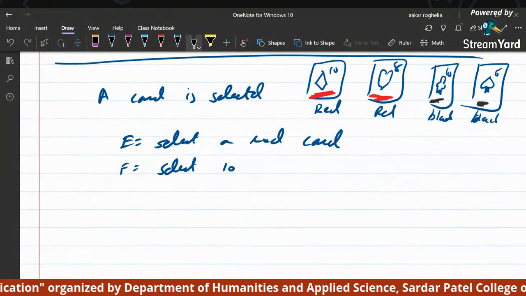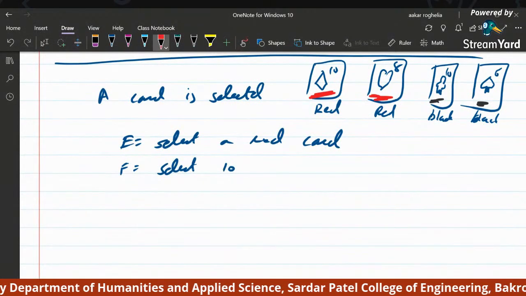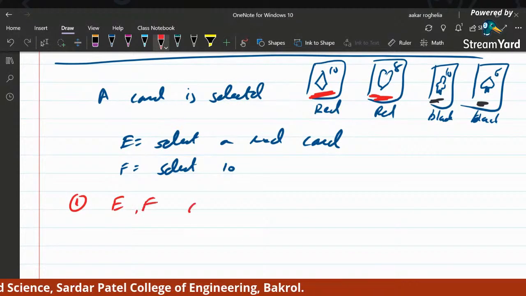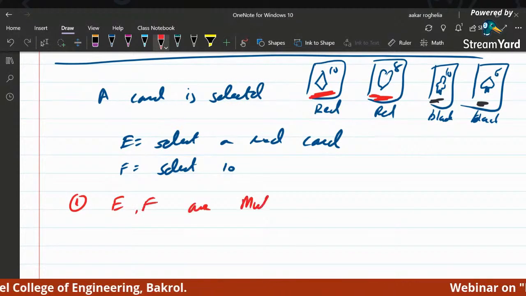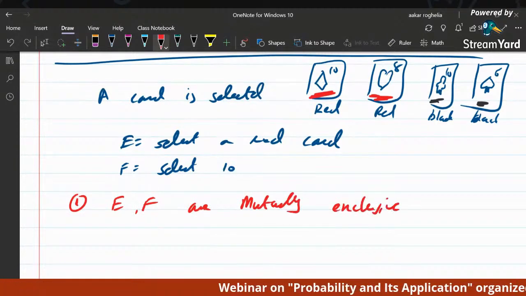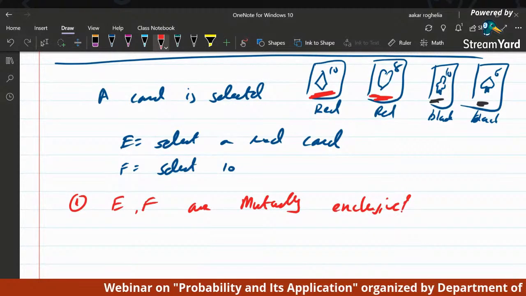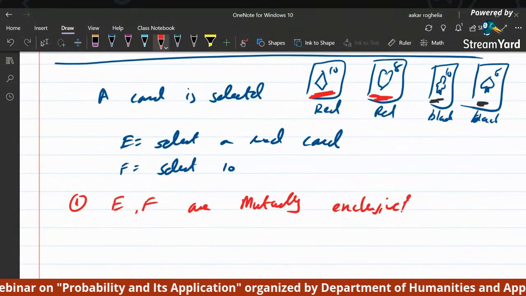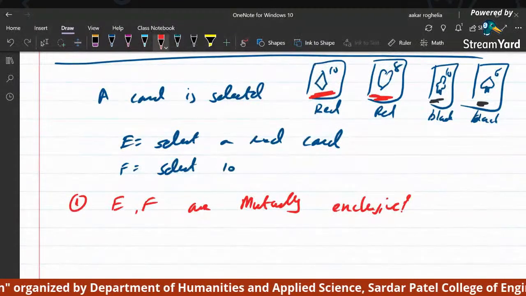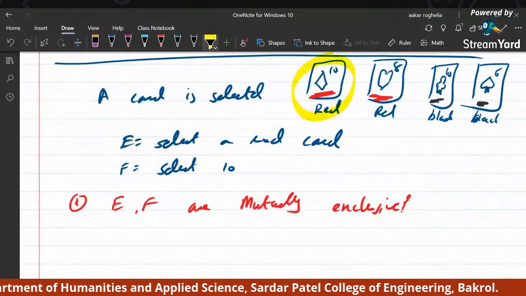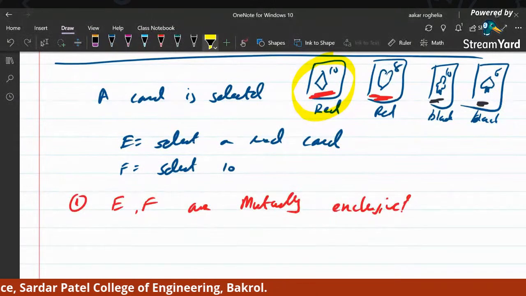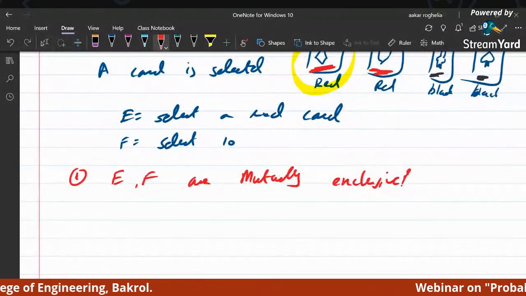Event E is select a red card. My first question is whether E and F are mutually exclusive. Of course, the answer is no, because E and F both can happen simultaneously if you select this card. This is the answer that I have got.